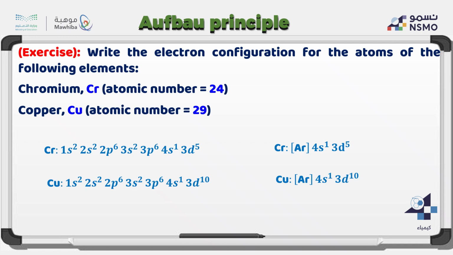Summary: most elements follow the Aufbau principle, but chromium and copper are important exceptions. Their actual electron configurations are explained by the extra stability of half-filled and fully filled d sublevels. Recognizing these exceptions is essential for correctly writing electron configurations and understanding atomic behavior.